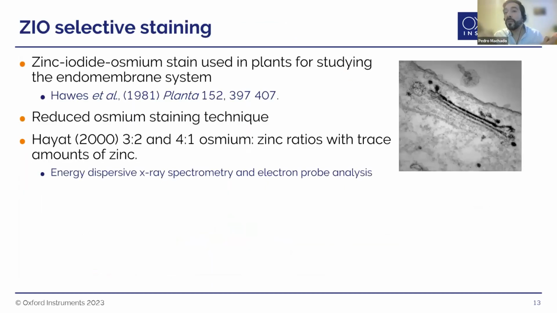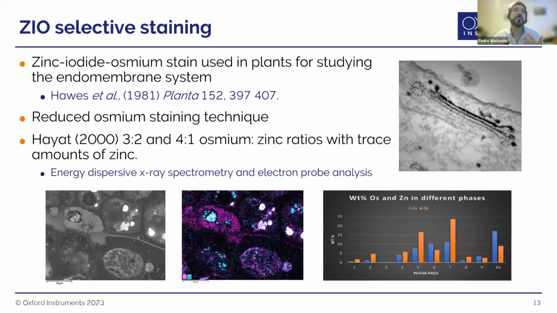So moving away from uranium a little bit, we also thought this would be a very interesting staining to look at. This is the zinc iodide osmium stain that's been used a lot in plants for studying the ER. And this is a type of protocol that also uses osmium. Osmium is still very much used in volume EM, TEM, and SEM. So it's good to see what's going on when you have osmium interacting with different staining agents.